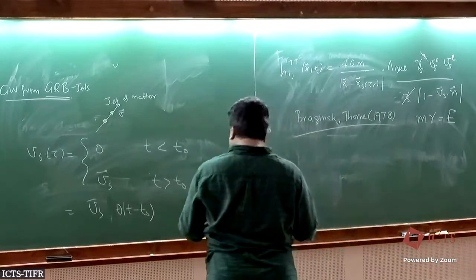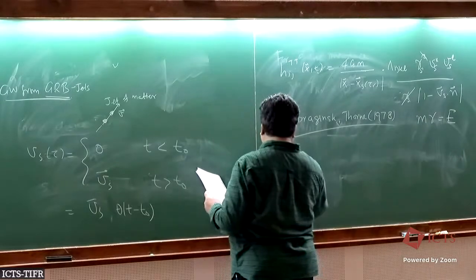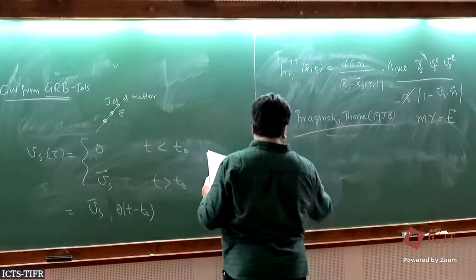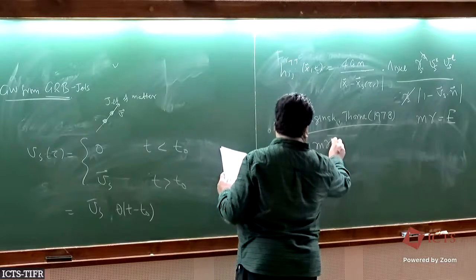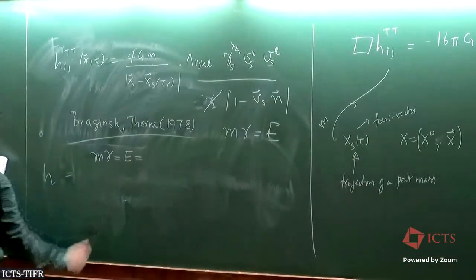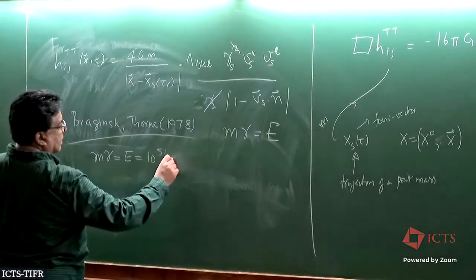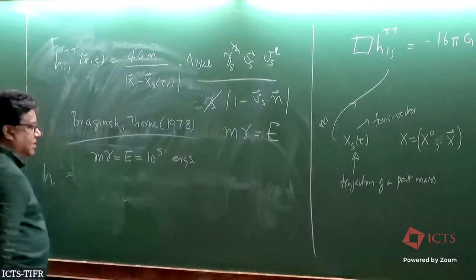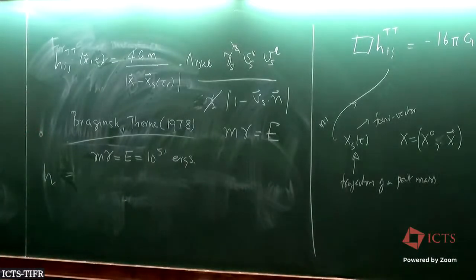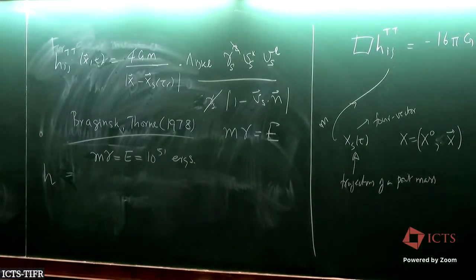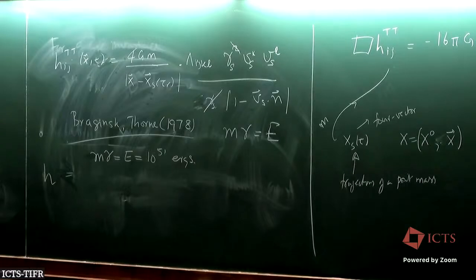And what is the order of h? If you take m gamma, which is E, which is 10 to the 51 ergs. This number is calculated on the basis that, let's say you have two neutron stars. Before they merge, they have a binding energy. That binding energy is that much. That is usually the amount of radiation that you get, for instance, when a supernova is formed. This much energy is released in neutrinos.